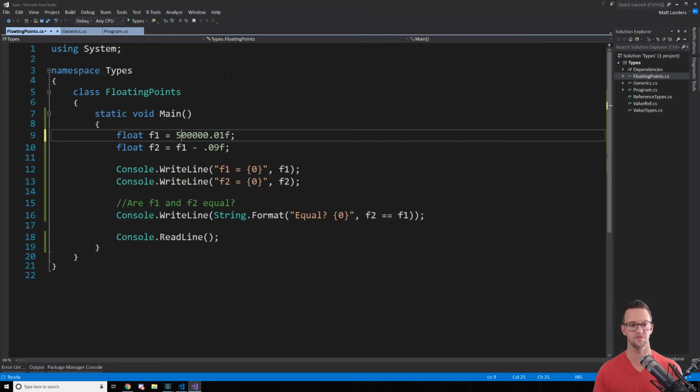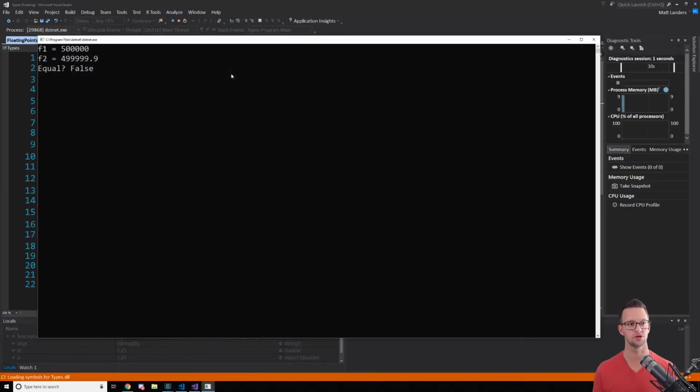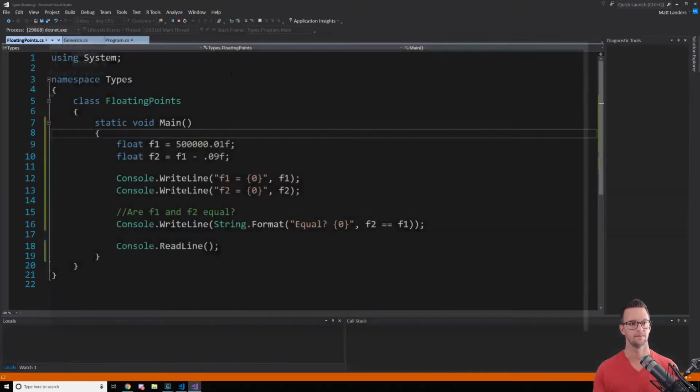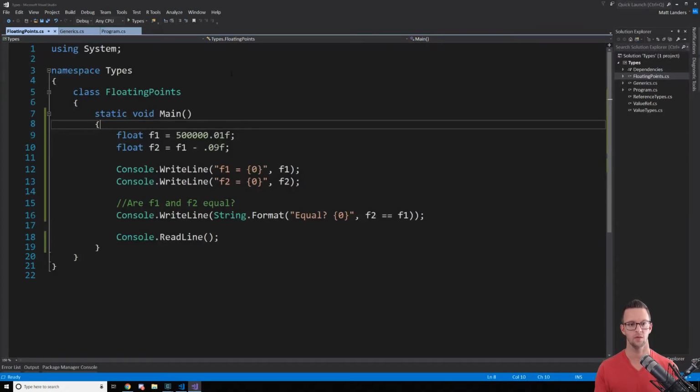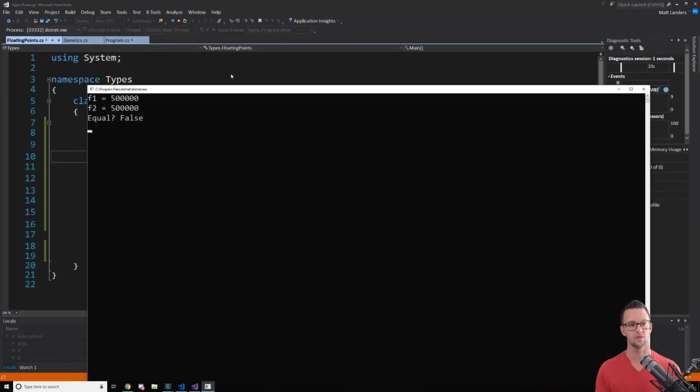But if I change this to 5, and the reason that didn't work is just the way that the binary is stored, this is going to push us over the limit here. 500,000.01 minus 0.09 should be, this is harder for us to tell what's going on, so I'm going to do 0.2. So this would mean that it should be 499999.9999999. And now look, we have them both saying that they're equal to 500,000, yet the equality is still false, which seems bizarre.